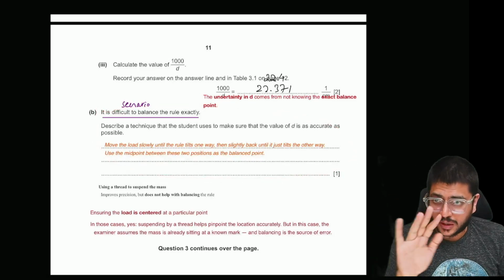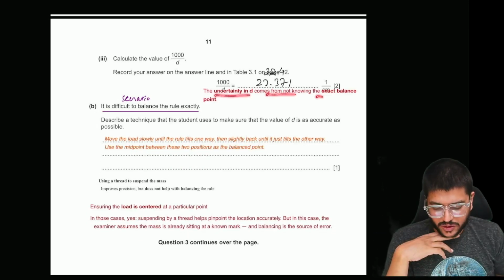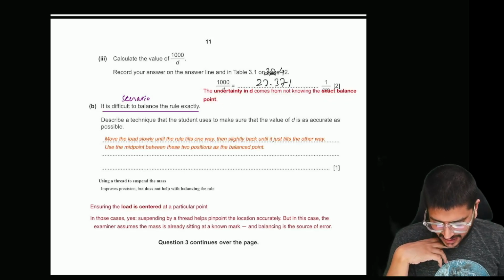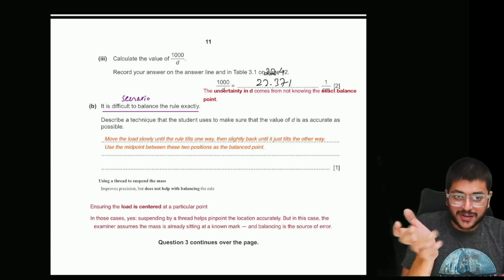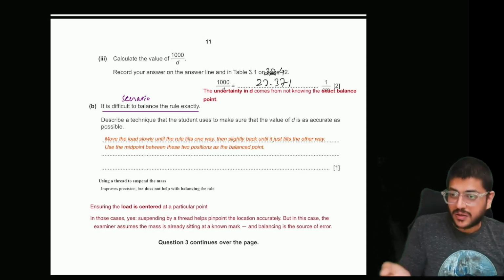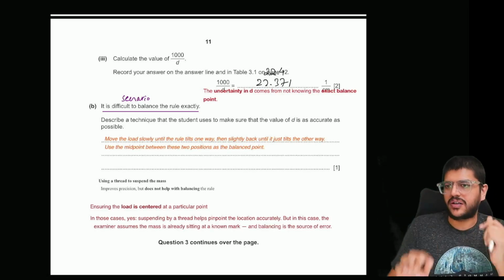Actually 1 mark, so don't worry too much. So actually the uncertainty in D is coming from not knowing the exact balance point. And to find the exact balance point, first you need to balance it. First you need to find out at which point does it balance. Now, if they ask you how to determine that position very accurately, use a thread.